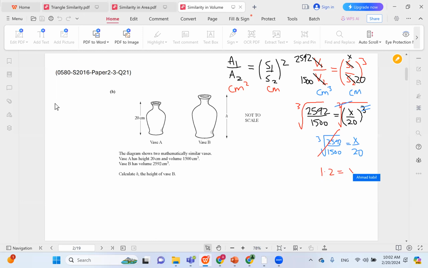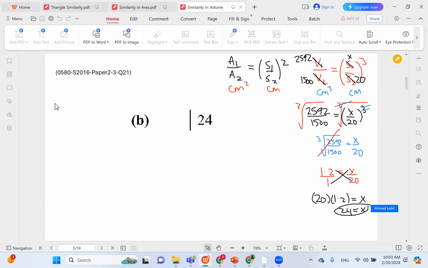So the entire thing here is equal to 1.2. And this is equal to X over 20. We can write 1.2 over 1, and we can cross multiply. So 20 multiplied by 1.2 equals X times 1, which is X. Therefore, X is equal to 20 times 1.2, and that gives us 24. So therefore, X equals 24. This is the final answer for this question. 24 is the correct answer.